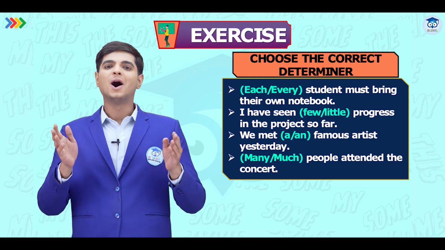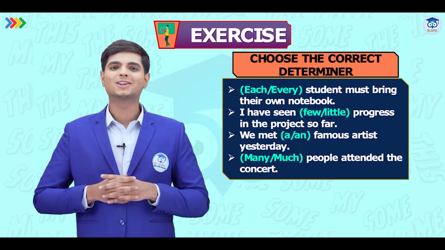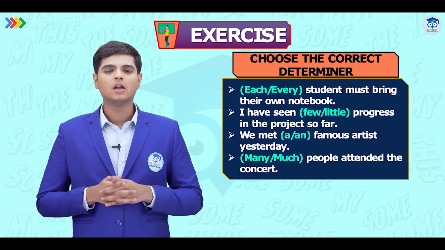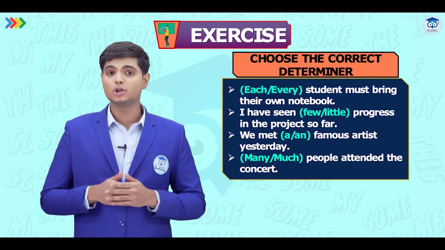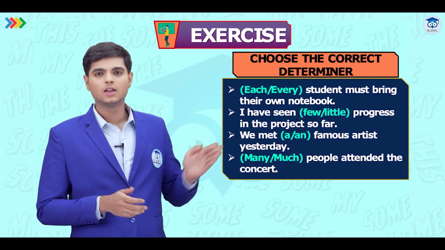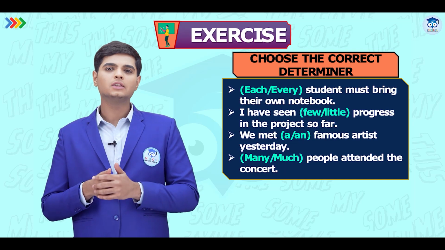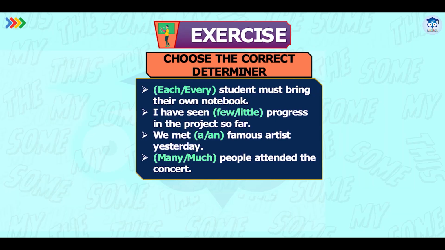Now, let's put our learning into practice with a short exercise. We'll read each sentence and try to choose the correct determiners. Let's begin. In the sentence, each or every student must bring their own notebook. Both are close in meaning, but each focuses more on individuals one by one.